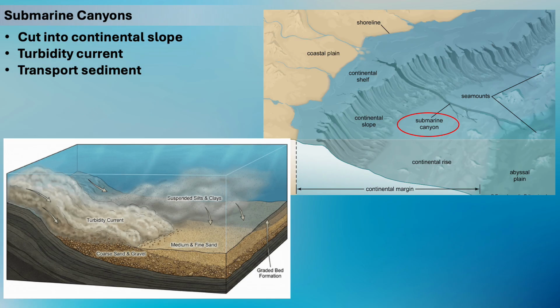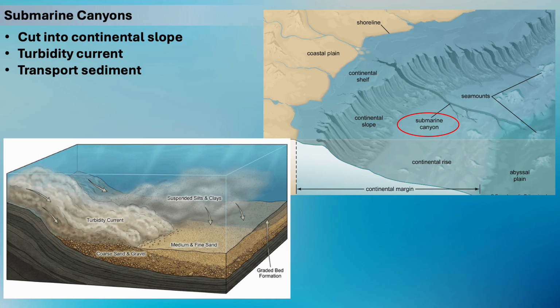Submarine canyons are deep, steep-sided valleys that cut into the continental slope. Although they resemble river canyons on land, they form through very different processes. The primary mechanism responsible for carving and maintaining submarine canyons is sediment transport by gravity-driven flows, especially turbidity currents.